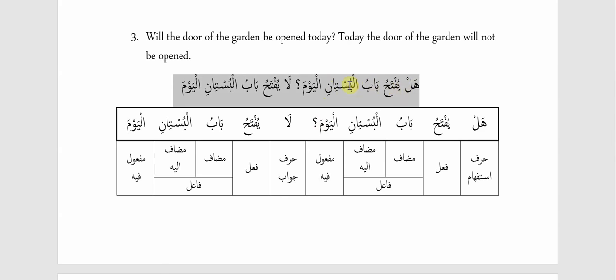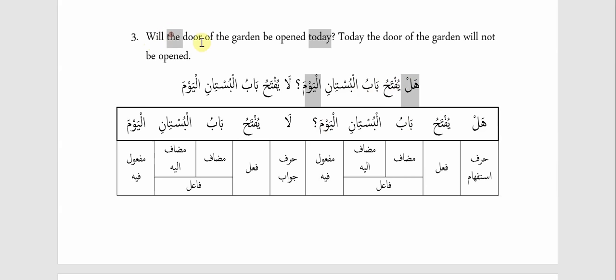Hal yuftahu babul bustan? Will the door of the garden be opened? And al-yawma is going to be today. The reason why it's mansub is because it's maf'ul to yuftahu. It's maf'ul fih, so it's a maf'ul for the time and place. And then you just throw in your harf istifham. Hal yuftahu? Will the door of the garden be open today? Hal yuftahu babul bustan al-yawm? And because obviously you can tell that this is will and not, I guess, was, that's why you can tell this has to be in the present tense form. That's why it's yuftahu and not futiha.